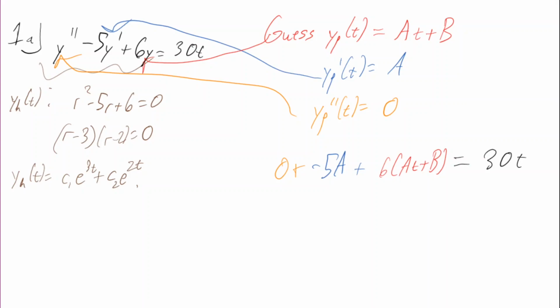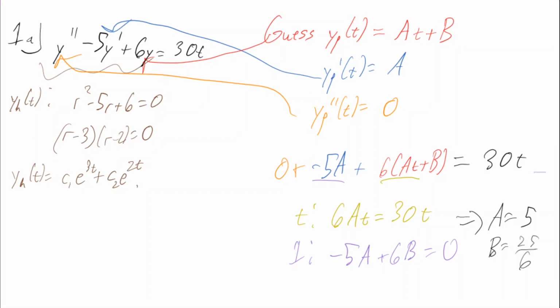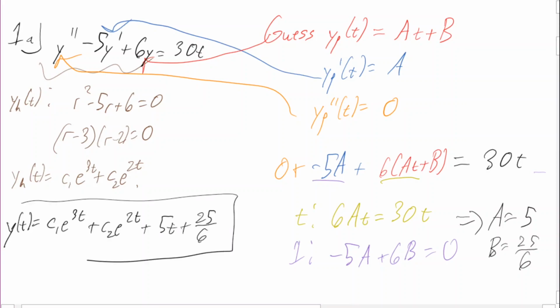And so these two polynomials are equal if and only if the coefficients to each term are equal. So the coefficients for the t terms have to be equal, so we get 6at = 30t, and then the constant terms' coefficients have to be equal too. So -5a + 6b has to be equal to 0. So we're left with two equations, two unknowns. We do a little bit of linear algebra, and this one's really simple. We just get a = 5 and b = 25/6. And so we get our general solution to this ODE is our homogeneous part plus our particular solution. So our particular solution is just 5t + 25/6.